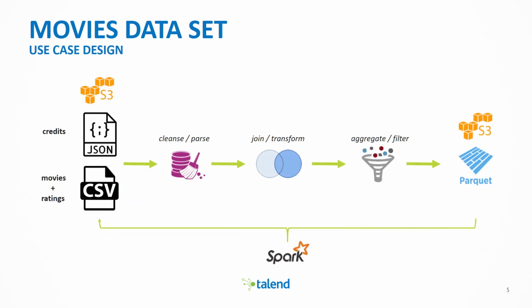Here we can see a high-level design of our Talend pipeline. The Talend Spark job will read source data from Amazon S3, cleanse, parse, transform, and aggregate the data, finally loading the output to Amazon S3 in Parquet format. The data processing will be done using serverless Spark on Qubole.